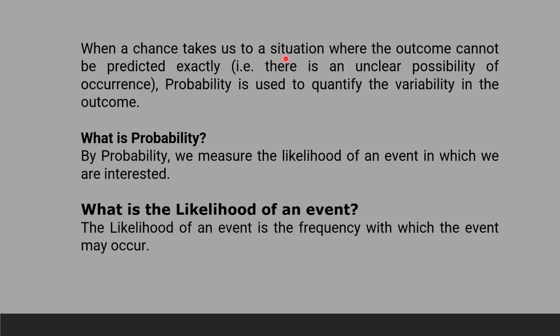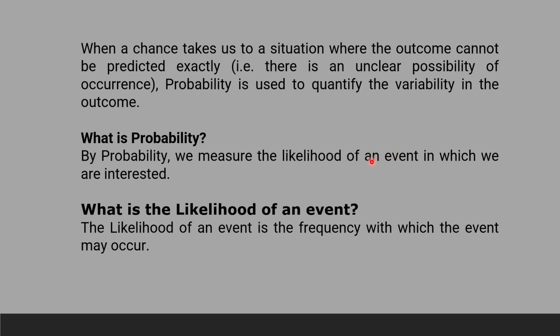When a chance takes us to a situation where the outcome cannot be predicted exactly, that is, if there is an unclear possibility of occurrence, then probability is used to quantify the variability in the outcome. Basically, if the decision to be made is unclear, or there might be different outcomes with respect to the decision, we can use probability. So what is probability? By probability we measure the likelihood of an event in which we are interested.